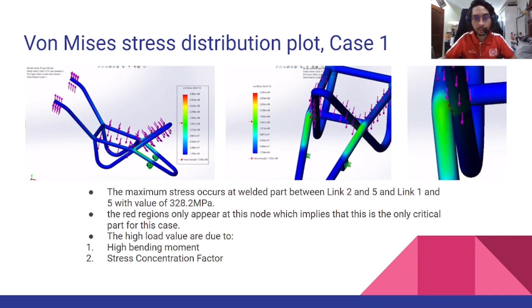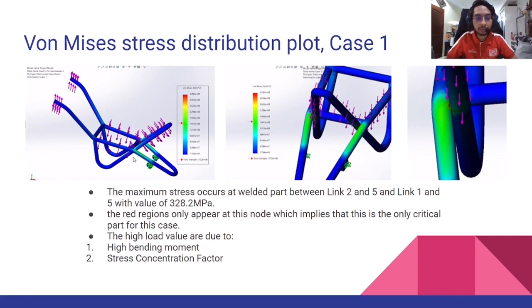And we found that there are two main reasons to explain why this occurs, which is the high bending moment and stress concentration factor. As you can see, based on the allocation of the forces, all of these forces contribute to the bending moment at this part. And some of the forces have long perpendicular distance, such as the force at the handle. So it produces a high bending moment, which can increase the stresses at that part.